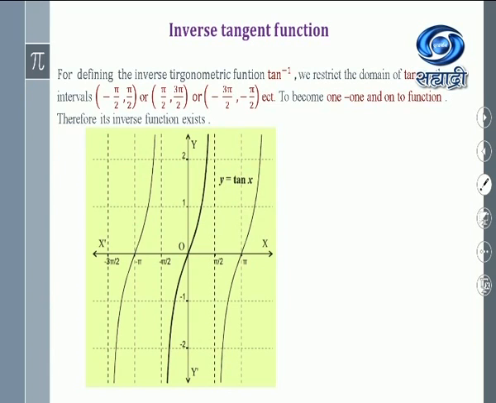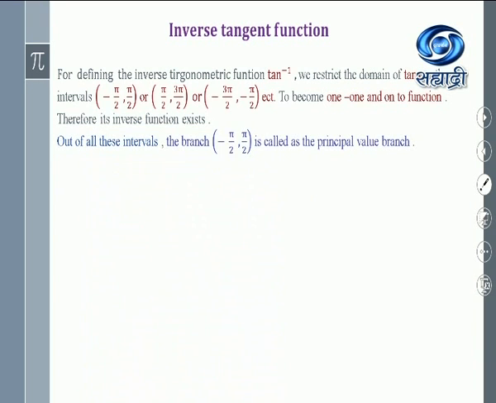Okay, so though I am saying from minus pi by 2 to plus pi by 2 or pi by 2 to 3 pi by 2, at these points the graph never cuts. Therefore, we have the open intervals here. Clear? So we can define the inverse tangent function as tan inverse is the function from the set of reals to the open interval minus pi by 2 to pi by 2.